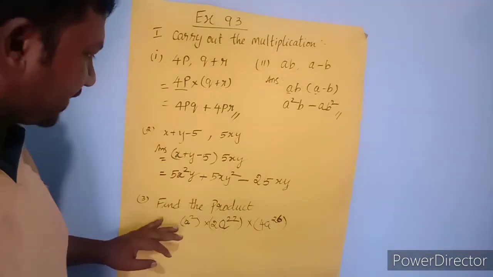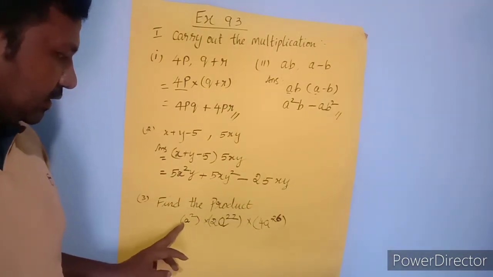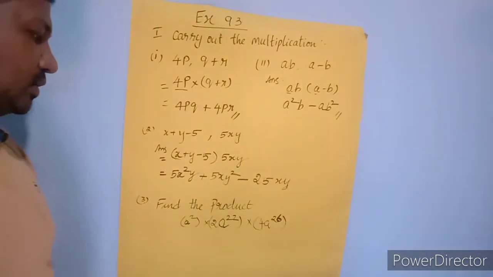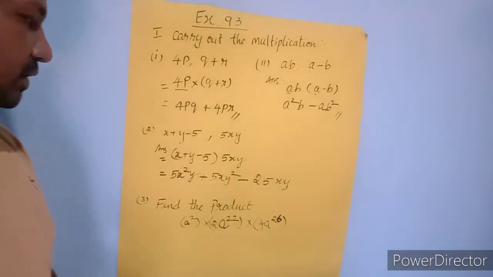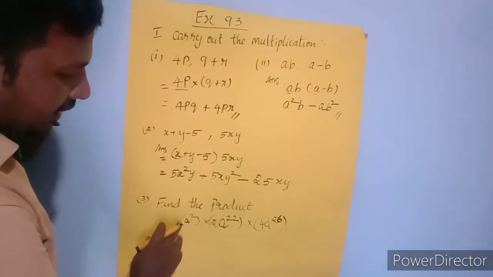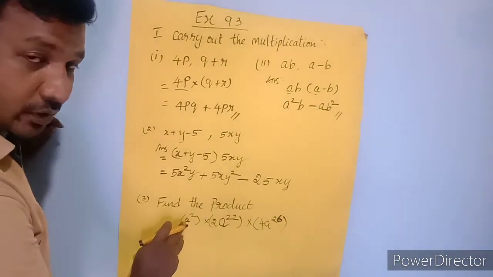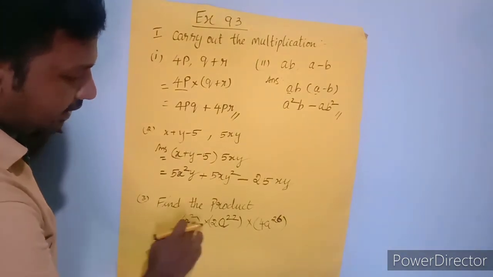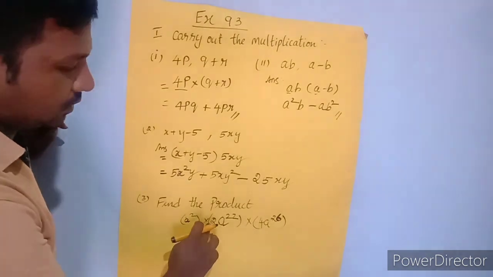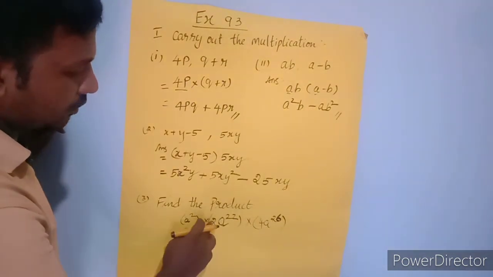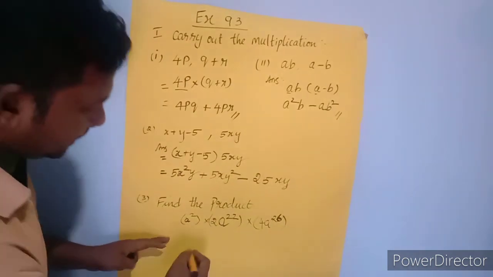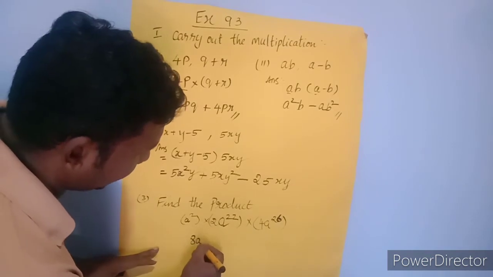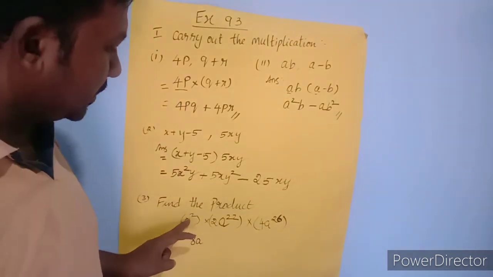See, the third sum is find the product. Here given a squared into 2a power 22 into 4a power 26. So you can multiply all the three terms. Here the coefficient is 1, because for a squared the coefficient is 1. So 1 into 2, 2. You can multiply only the constants first. 1 into 2, 2. 2 into 4, 8. Okay. What is the variable? Everything is the same variable a. 8a.